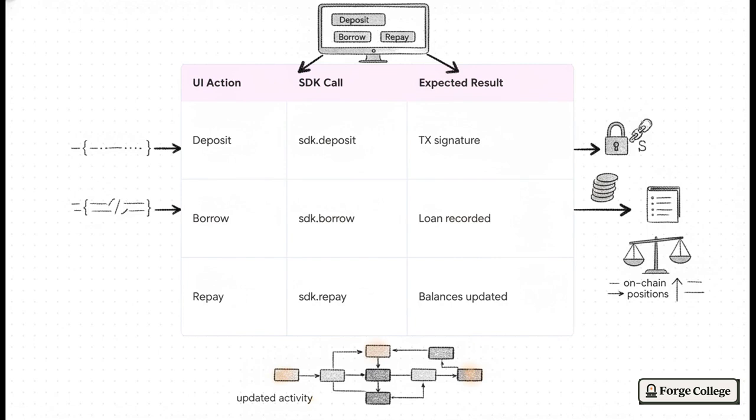If they click borrow, it triggers sdk.borrow, and a loan is recorded. They click repay, it triggers sdk.repay and updates the balance. The user clicks a button, the SDK does all the heavy lifting, and we get an observable state change on the blockchain. Simple as that.